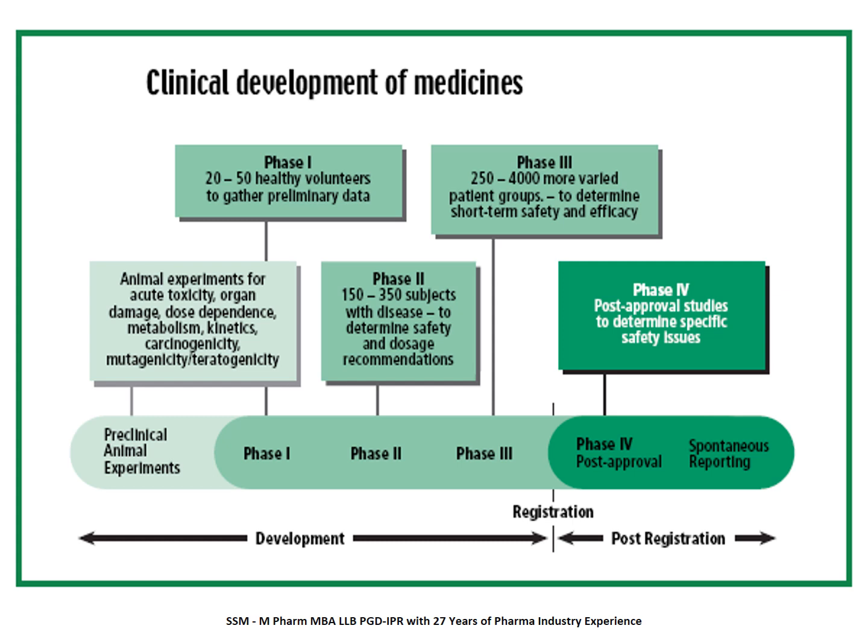After phase 3, an approval application is submitted, and after approval of the drug, the regulatory agency may require phase 4 or post-marketing surveillance studies for determining specific safety issues. So pharmacovigilance covers both pre-marketing as well as post-marketing phases of the drug life cycle.